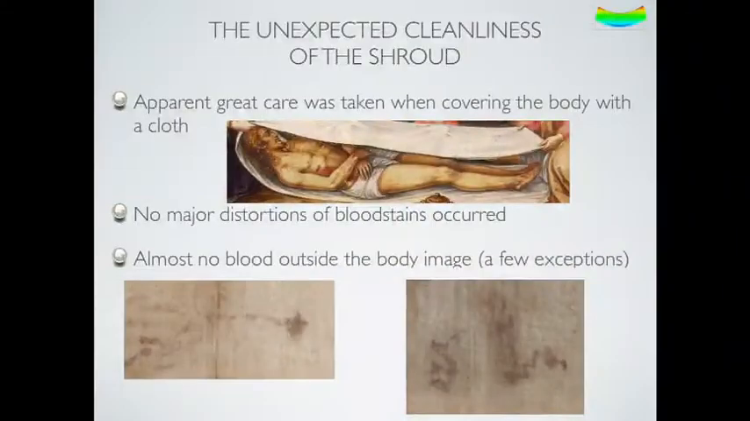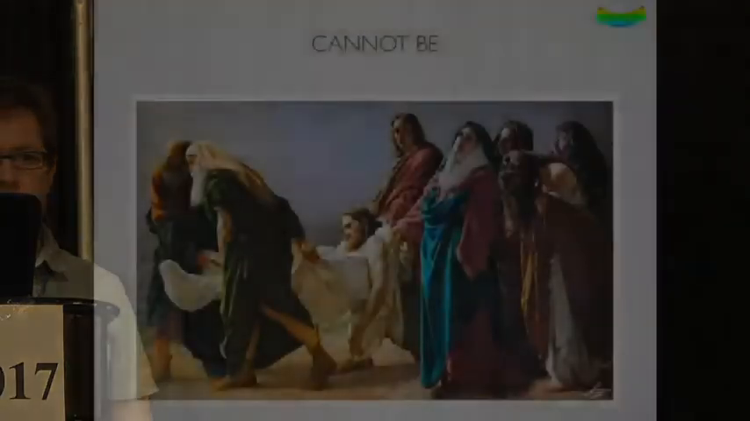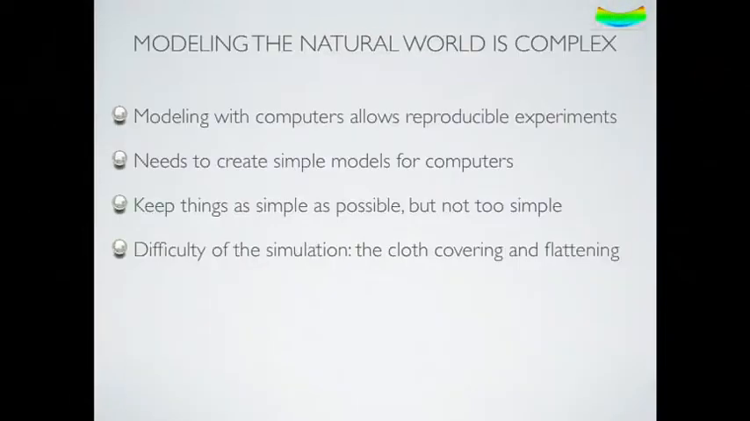There's almost no blood outside the image, except maybe at two places. One is the elbow. Blood seems to have dripped there. And also on one side of the foot, there's some blood out of the image. That's about it. There's no blood anywhere else. So a lot of care was taken. Nothing of that kind was done with the shroud. It's not possible. Even the representation we have in the back, I don't think this is possible, because the blood stains tell us otherwise.